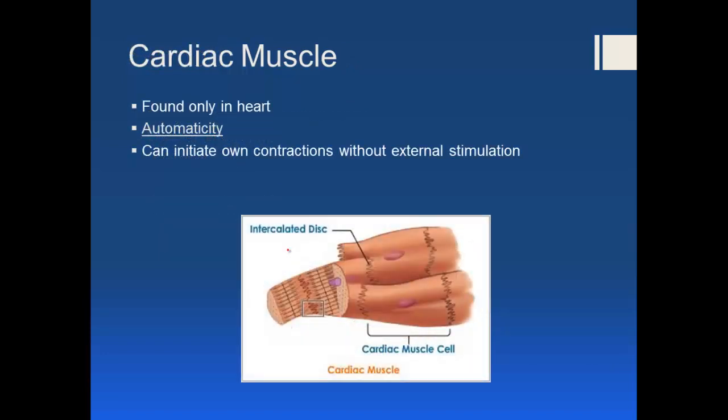Cardiac muscle is a special type of muscle. It's found only in the heart. It has a property known as automaticity, which means that it can initiate its own contractions without any sort of external stimulation. It can beat independently. You can take a heart outside of the body and it continues to beat because it does it all by itself.